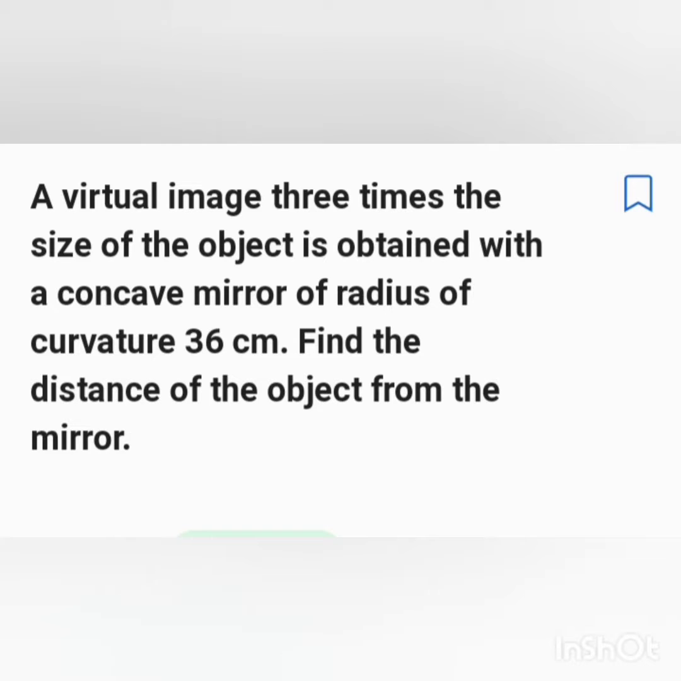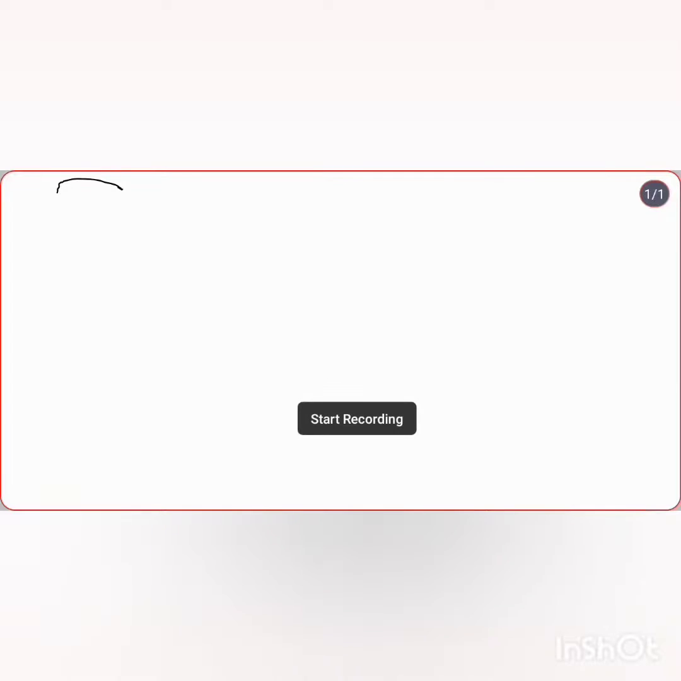First question. A virtual image 3 times the size of the object is obtained with a concave mirror of radius of curvature 36 cm. Find the distance of the object from the mirror, that is u. We know that magnification m is equal to minus v by u.